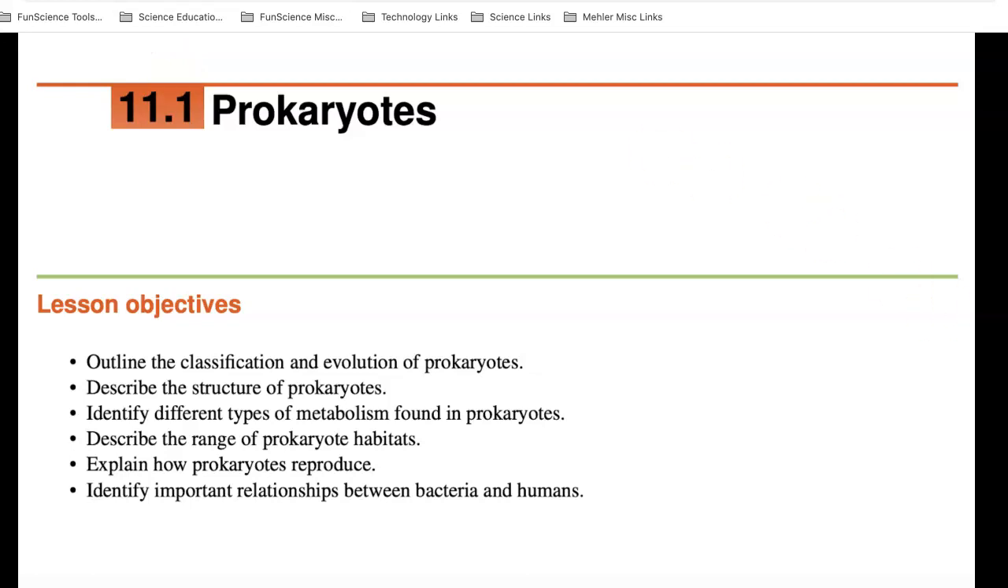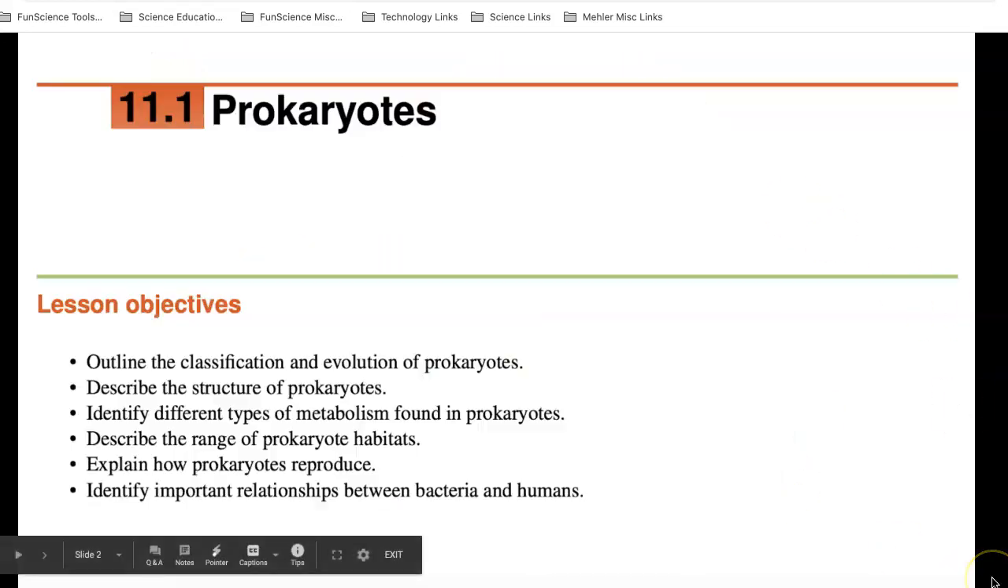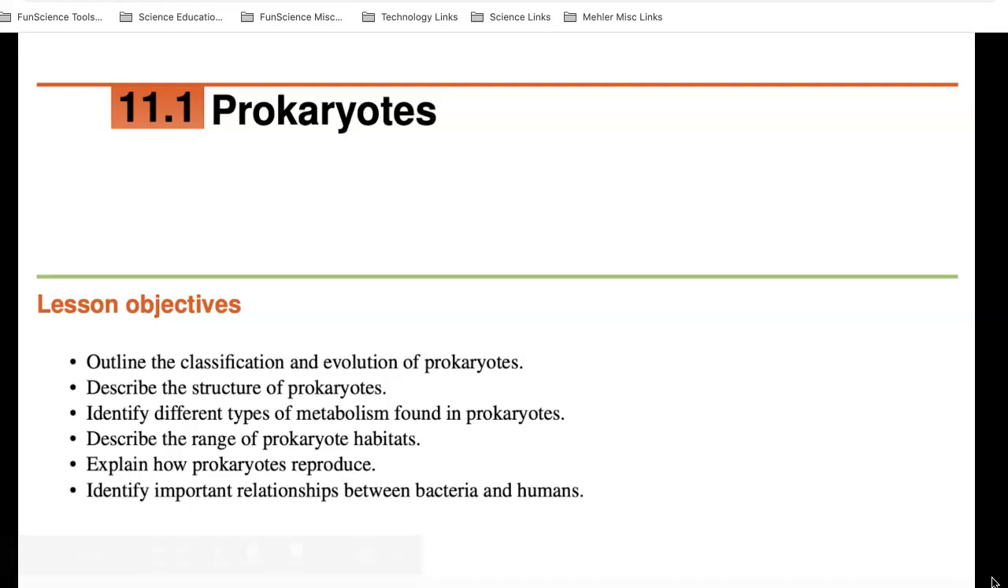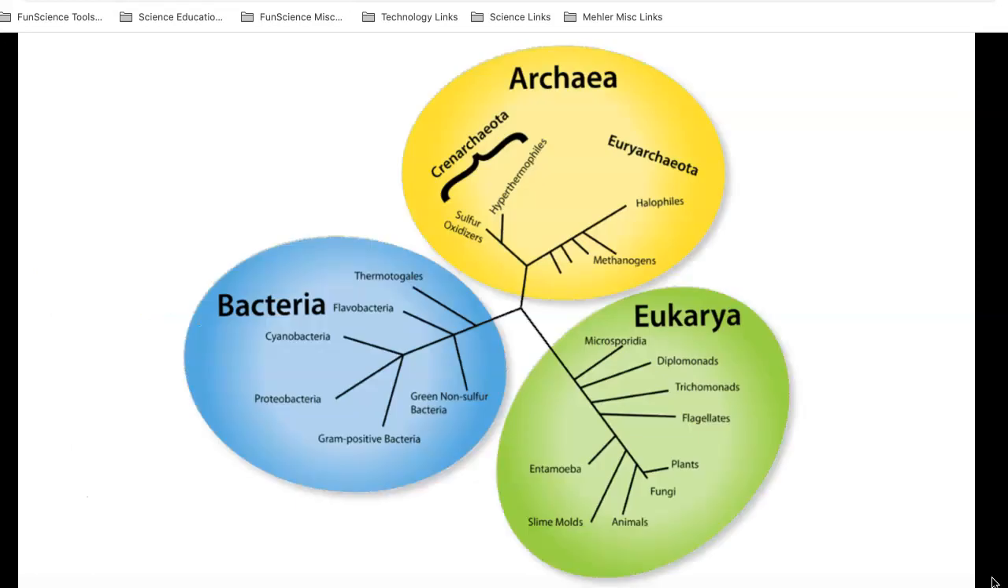So let's look at section 11.1. But first, let's go back and look at our objectives. We're going to outline the classification and evolution of prokaryotes, or bacteria. We're going to look at their structure, their metabolism, their range, and also explore the relationships between bacteria and humans.